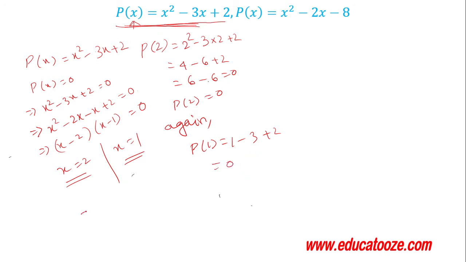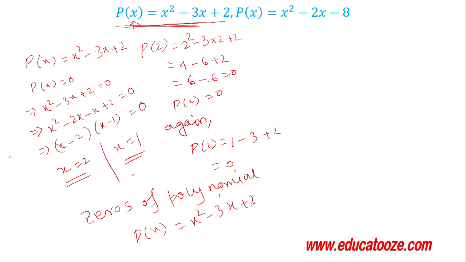That means what are the zeros of this polynomial? The zeros of the polynomial p of x equal to x square minus 3x plus 2 are 2 and 1. That means the zeros of this particular polynomial are 2 and 1.